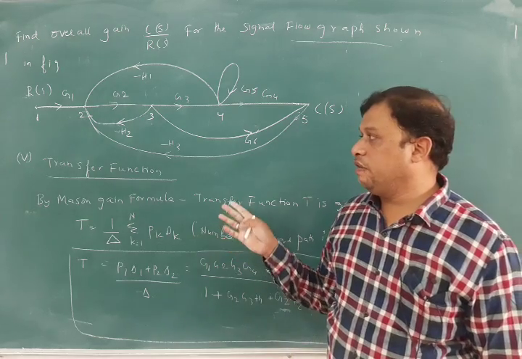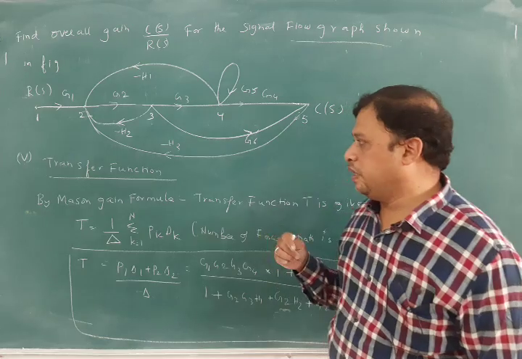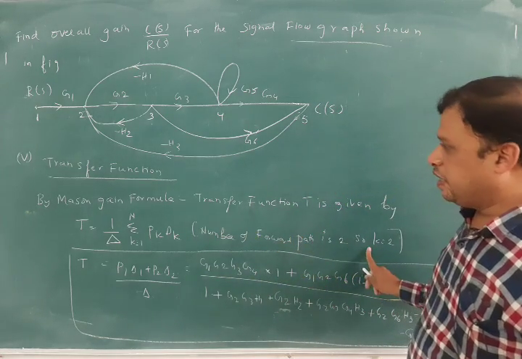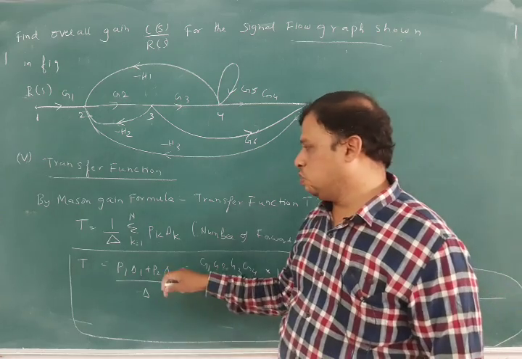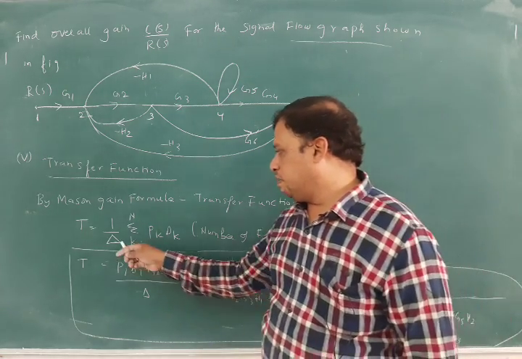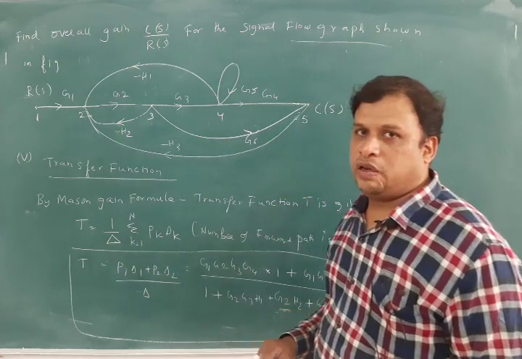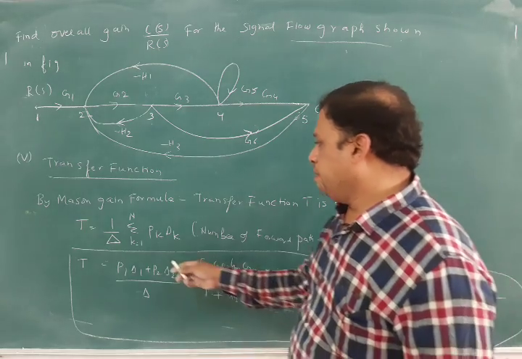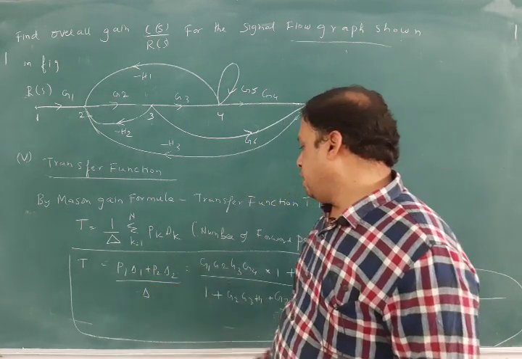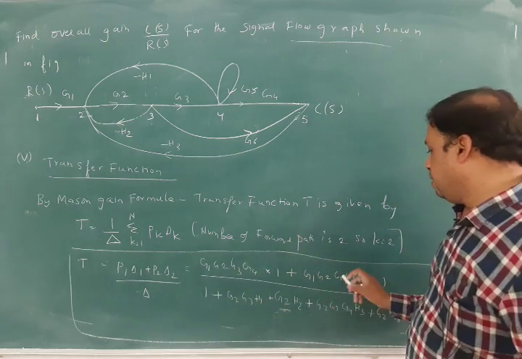So 4 steps have been completed now. The first one was the forward path gain. In the first step we saw that the number of forward paths is 2, so we write k is equal to 2 here. K is equal to only 2 because 2 forward paths are there. Now this summation can be written as T is equal to P1 delta 1 plus P2 delta 2, because there were 2 forward paths, and 1 by delta is there, so you write 1 by delta.